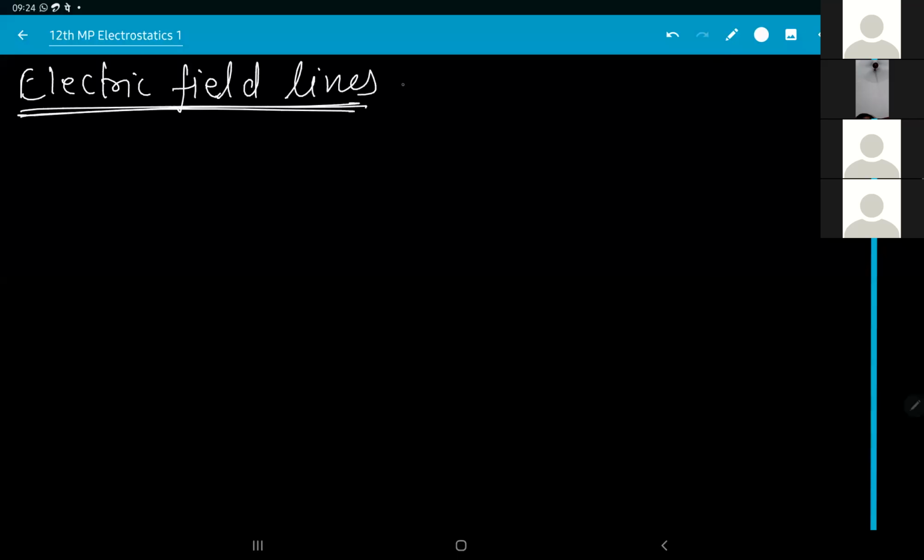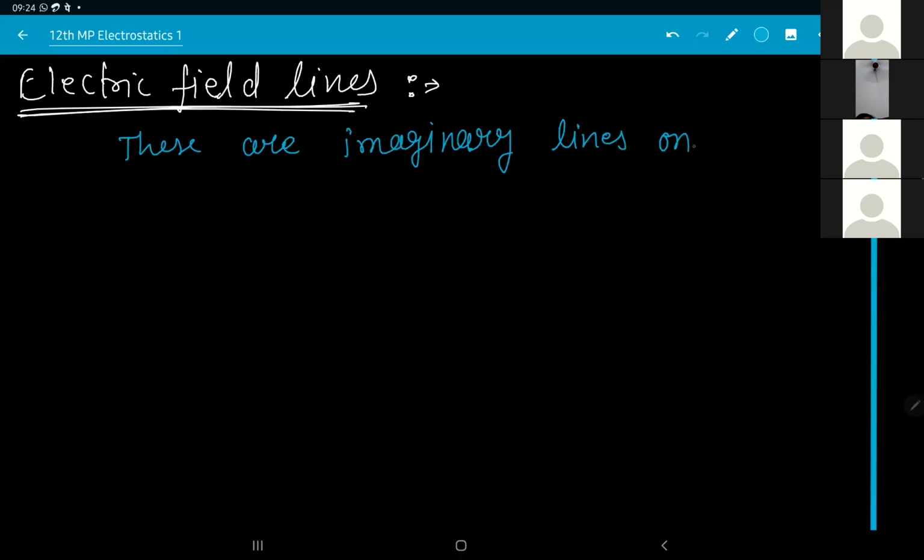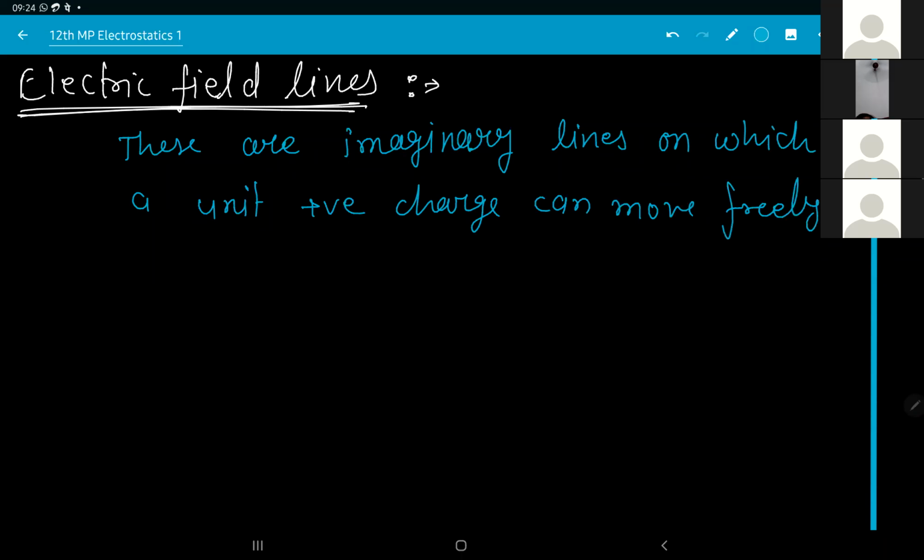Electric field lines. Very important. Actually, it comes in your objective exam, objective questions. See, these are imaginary lines on which a unit positive charge can move freely. Can move freely.